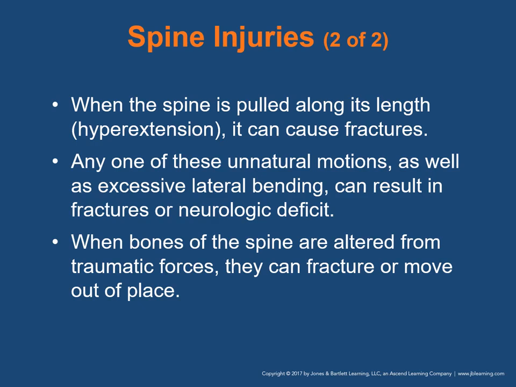When the spine is pulled along its length, which is hyperextension, it can cause fractures in the spine as well as ligament and muscle injuries. When bones of the spine are altered from traumatic forces, they can fracture or move out of place. When injuries pinch, pull, or penetrate the spinal cord, permanent damage may occur. Common findings include pain and tenderness on palpation. You may feel or observe a deformity of the spine, which is called a step-off, where the spinous process may be palpable. If you suspect these types of injuries, take extra precautions when stabilizing the spine.